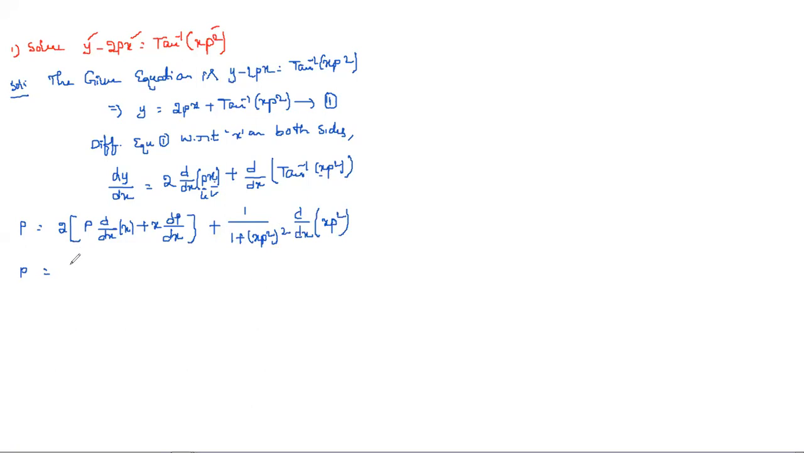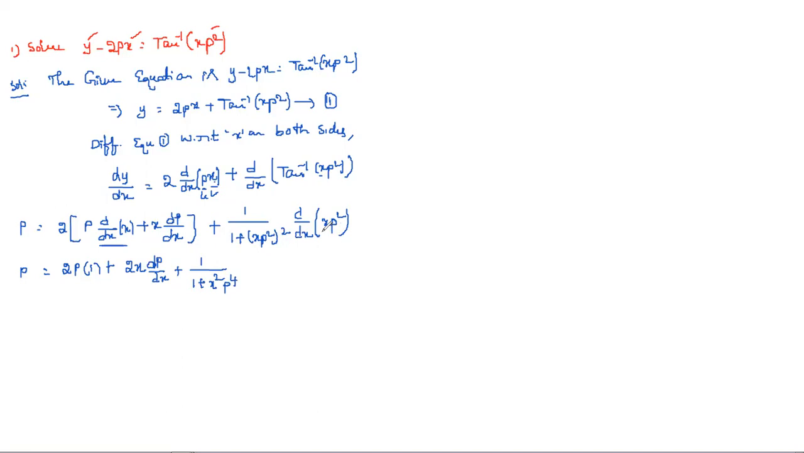P is equal to 2 into, you can multiply 2 inside the terms, 2p, and d by dx of x is nothing but 1 plus 2 into x into dp by dx, plus 1 by 1 plus x whole, so (ab) whole square is nothing but a square b square. So x square, and this is (p square) whole square, which is nothing but (a power m) whole power n is a power mn. So p power 4.